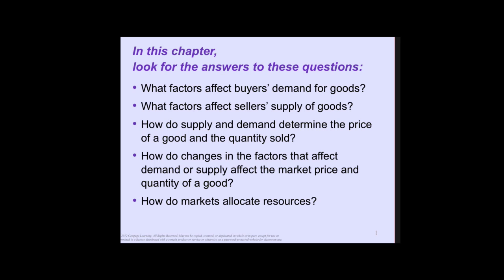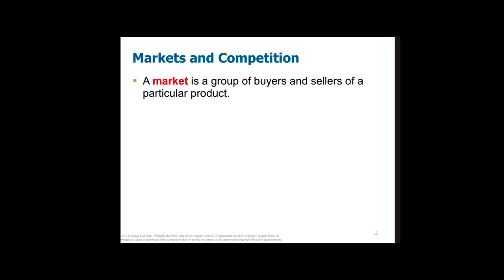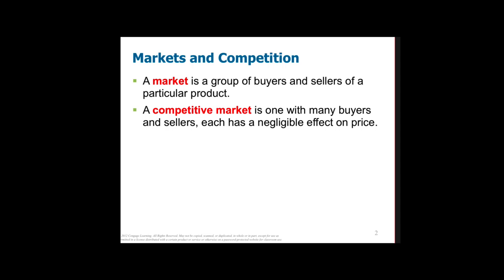All right, so we're going to start with some very basic and fundamental stuff. A market is where buyers and sellers show up to deal in a particular product. A competitive market is one where there are so many buyers and sellers that no individual buyer or seller has a disproportionate impact upon the price of the good in the market.